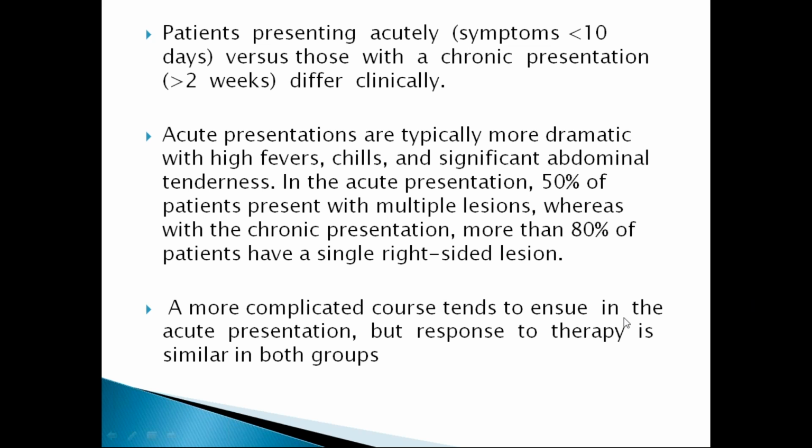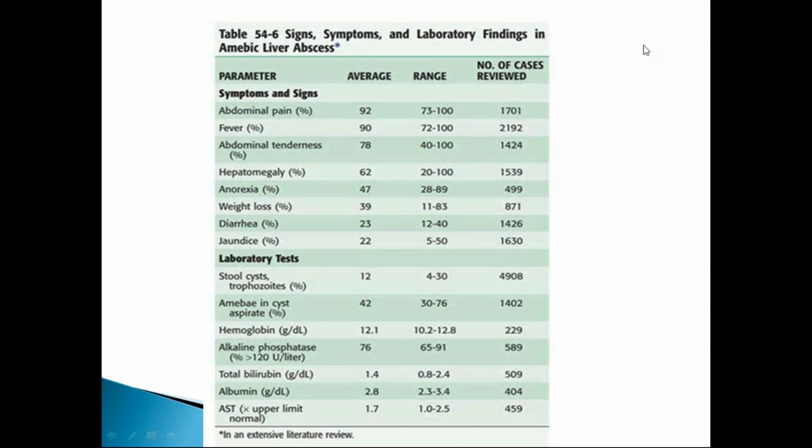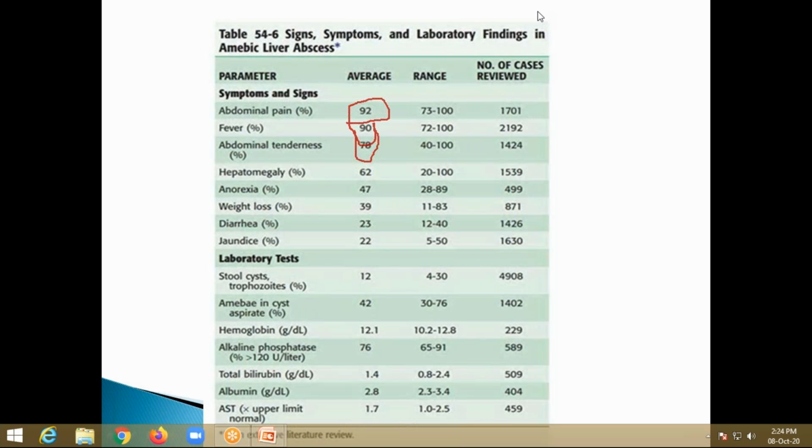A more complicated course tends to ensue in acute presentation, but response is seen similar in both groups. The most common symptom is pain only: pain 92%. Next is fever, then tenderness. So in that order: pain, fever, tenderness. Other things are there which are really not that important. Majority of them have raised prothrombin time. That is the most important thing about prothrombin time. Here it is not there.